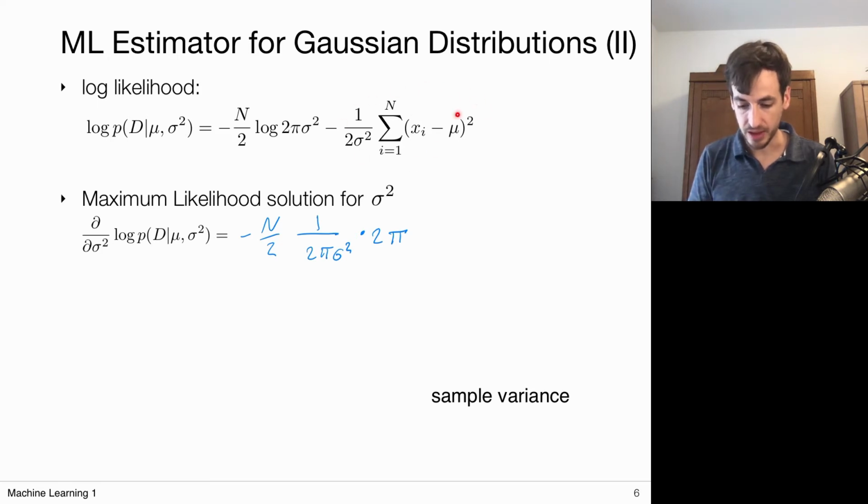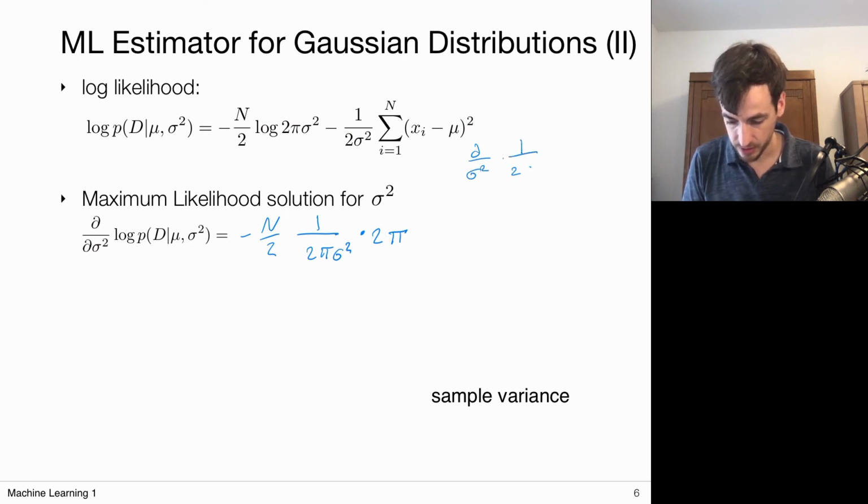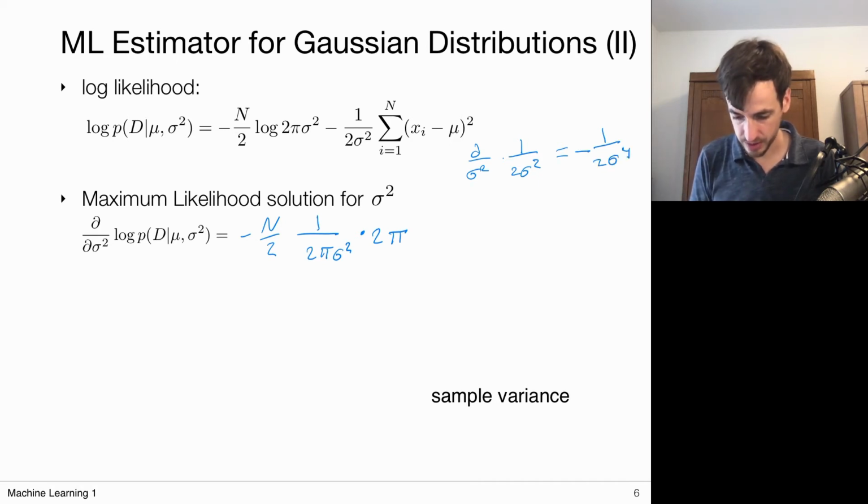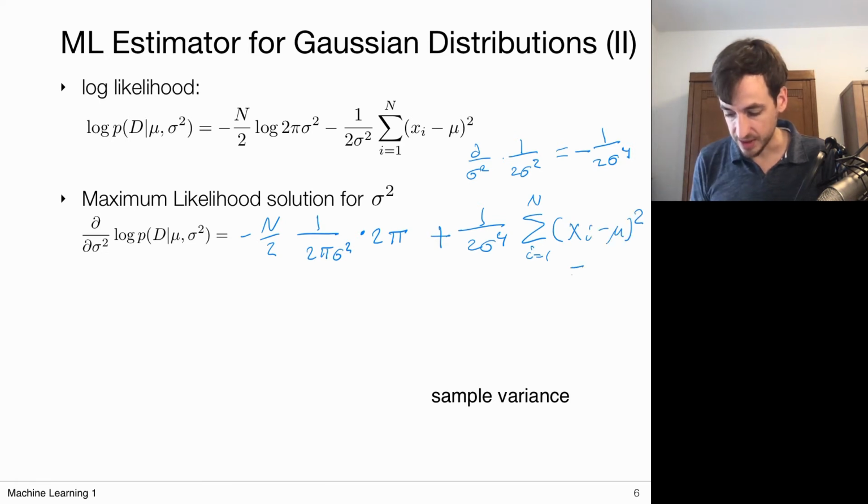Then we look at the second term. So we take the derivative here of 1 over 2 sigma squared. So this would give me minus 1 over 2 sigma to the power 4. Okay, so let's write this out. So this minus becomes a plus, and we have 1 over 2 sigma to the power 4 times this sum, which does not depend on sigma. And this thing has to be set to 0 in order to satisfy this optimality criterion.